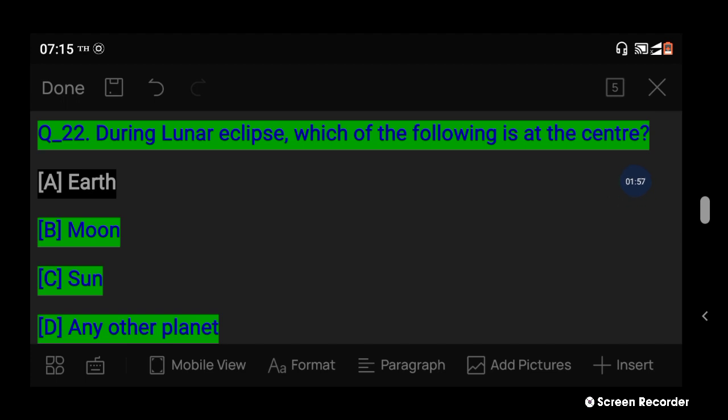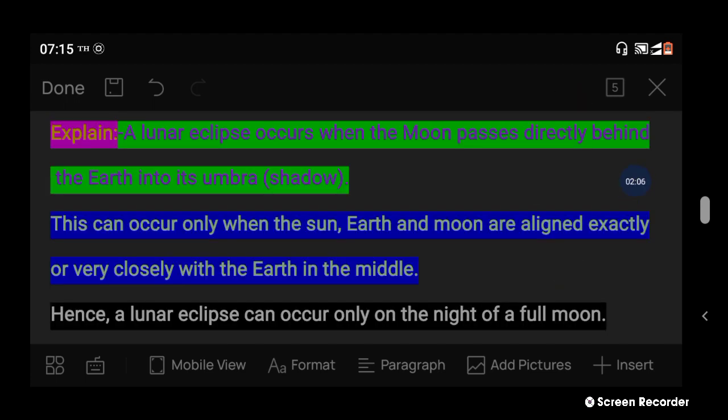Number A, Earth. This is what is at the center during the lunar eclipse. Question two explanation: A lunar eclipse occurs when the moon passes directly behind the earth into its umbra shadow.